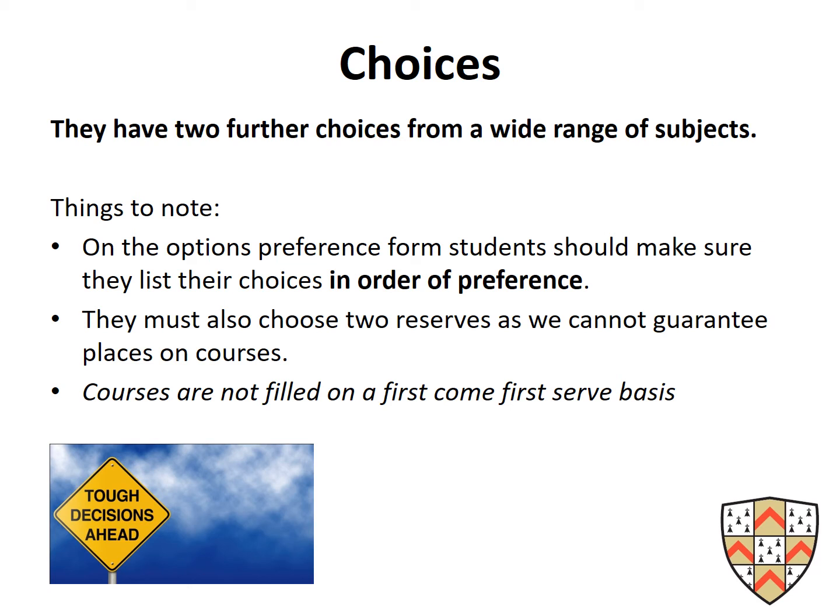They must also choose 2 reserves. Because we can't guarantee a place on a course, it's useful to know what their reserve would be.